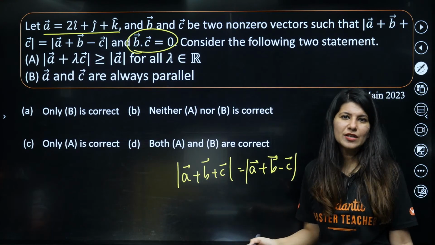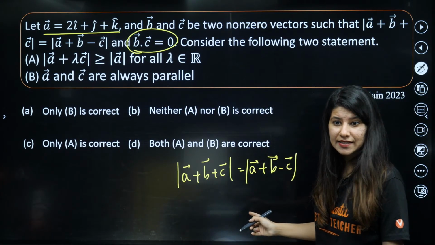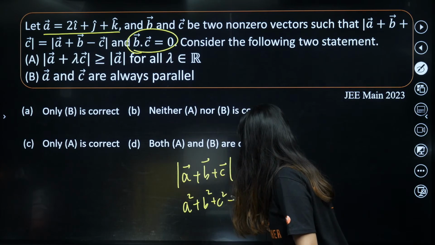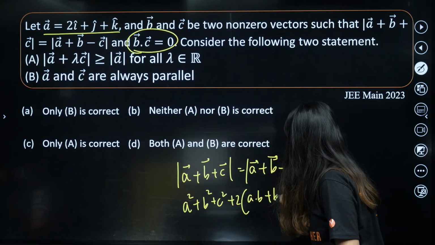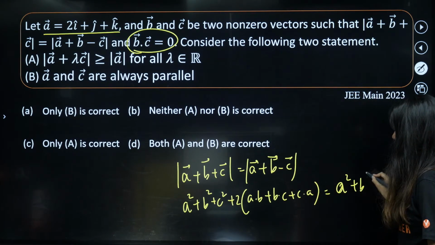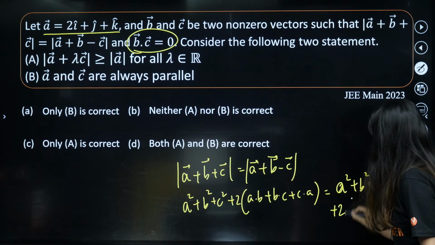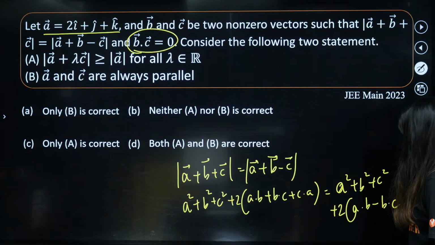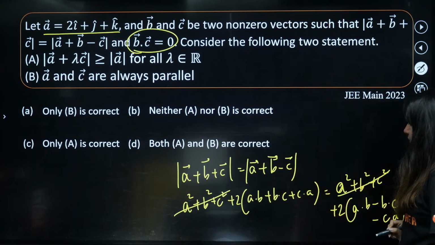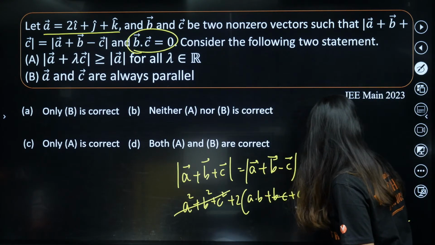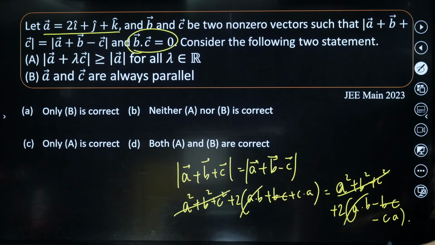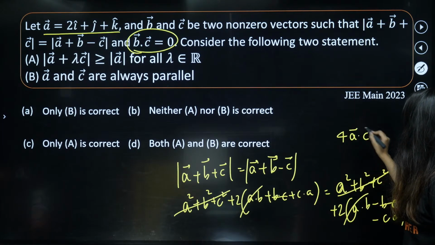The moment I see this equation, it is very intuitive to square both the sides. Squaring both the sides, that would be A square plus B square plus C square plus twice of A dot B plus B dot C plus C dot A is equal to A square plus B square plus C square plus 2 A dot B minus B dot C, by the way, minus C dot A. So you can clearly see A square, B square, C square gone. B dot C is 0, so this B dot C is also gone. A dot B, you can cancel from both the sides, and 4 A dot C basically is coming out as 0.